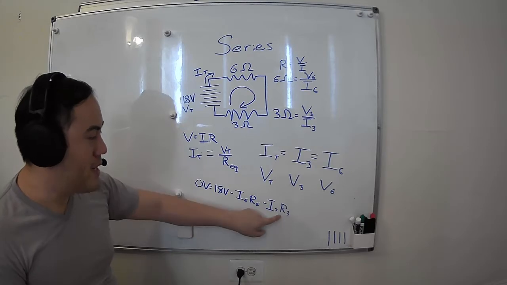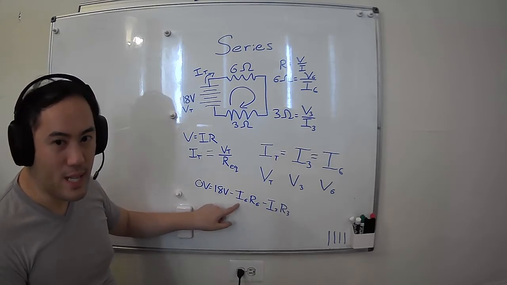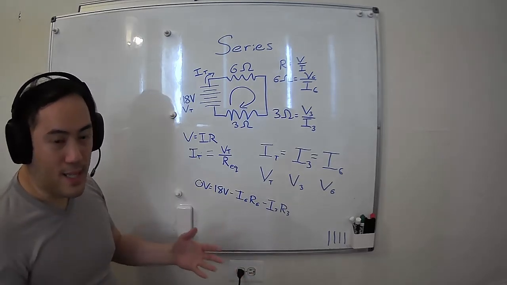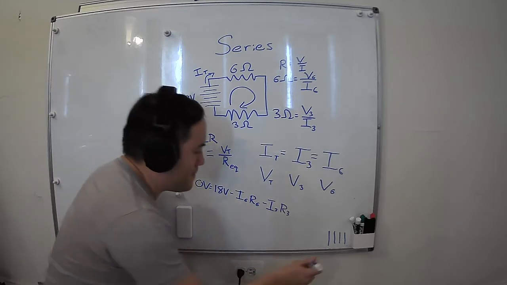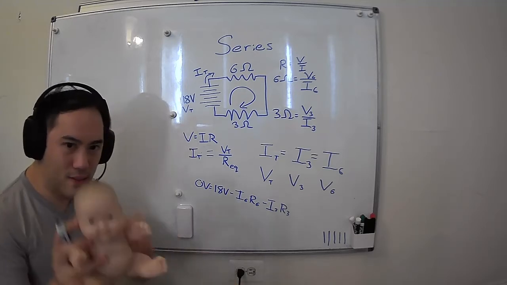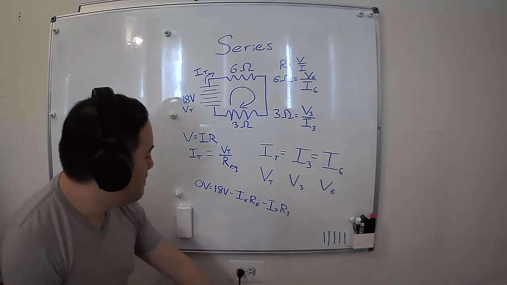But I wrote them this way for a very nice reason. What can I substitute instead of I6 R6 and I3 R3? What substitution can I make to make physics awesome, even more awesome than it already is? Because of Ohm's law, I6 R6 is V6. Amazing.